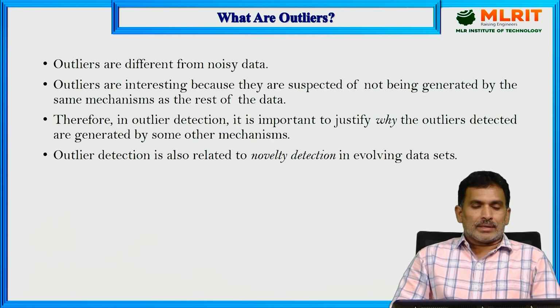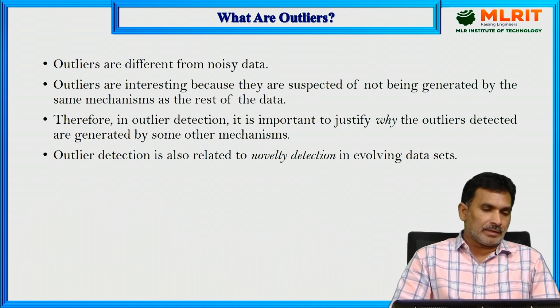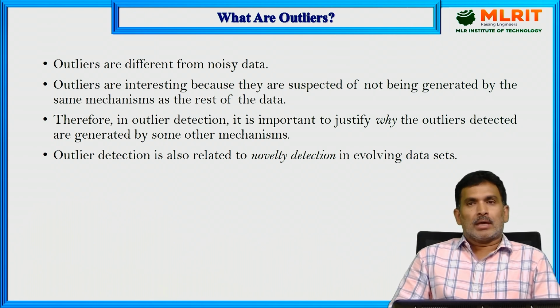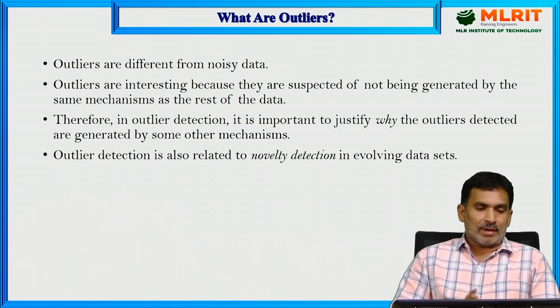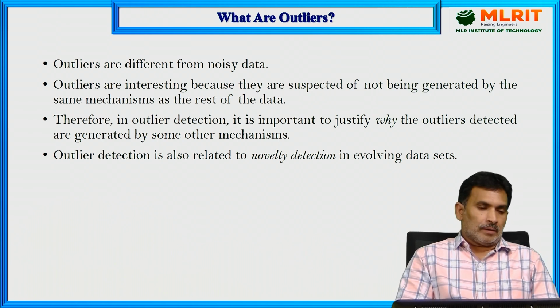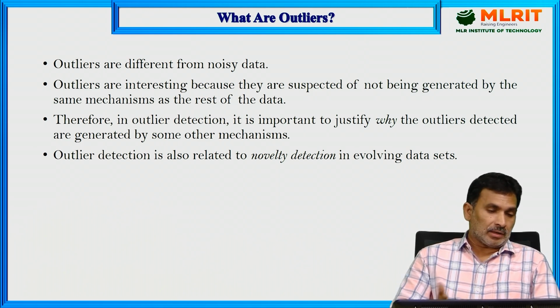So outliers are different from noisy data. Noise is different, outlier is different. Noise could be, for example, when a data set is prepared and some particular values are entered by humans, there is a chance of getting noisy data. But outliers are different from noise. That we will understand in the coming slides.